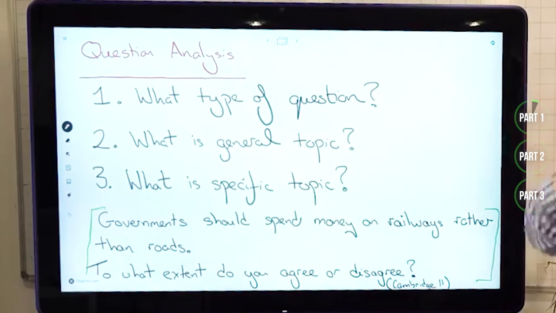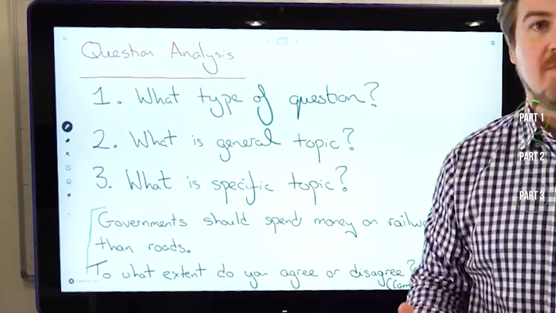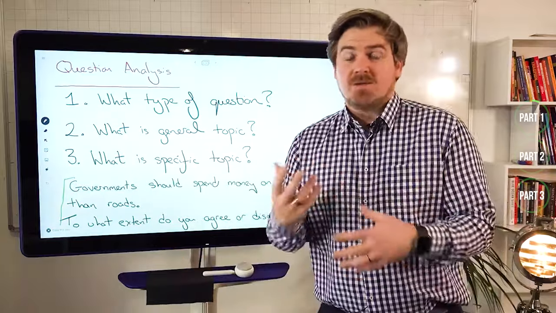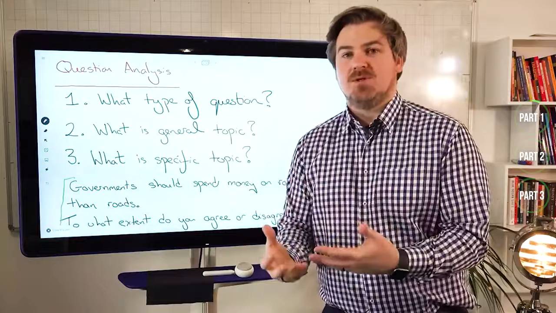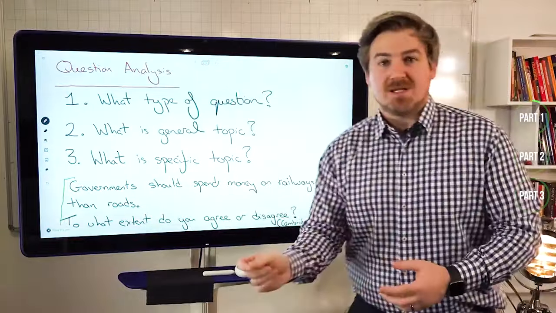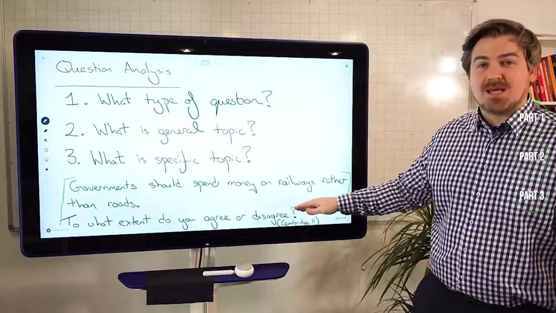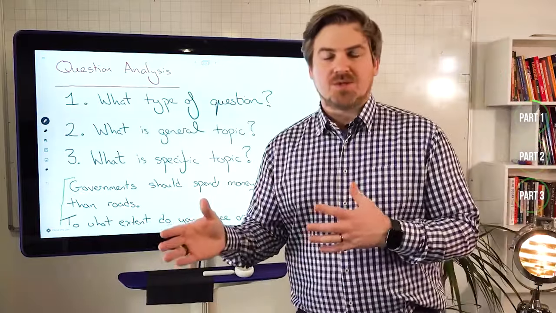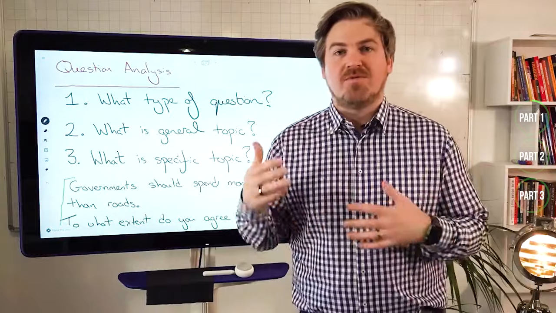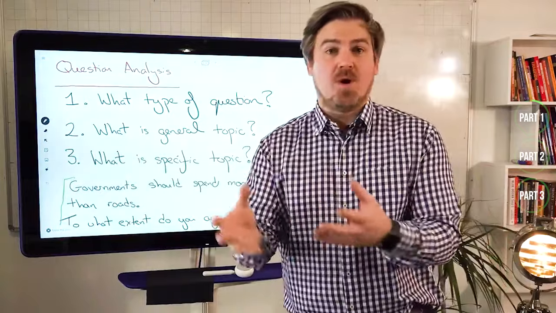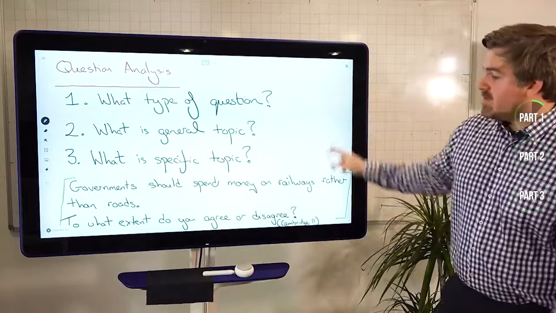The first question you need to ask yourself when you see the question is, what type of question is it? Is it a discussion question, an advantages or disadvantages question? You wouldn't believe the number of students who see the question and just immediately start writing and don't actually think about what they're asking you to do. The most important thing for Writing Task 2 is that you answer the question, follow what they have asked you to do, and give them what they are looking for. So what type of question?